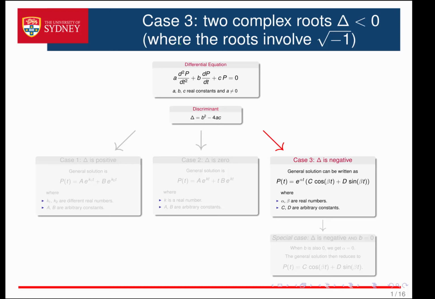For case 3, we use the complex roots to form the general solution. For this case, the general solution may include, in general, an exponential function, along with the trigonometric functions sine and cosine. This is sometimes referred to as the trigonometric form of the general solution. We will also consider a special subcase of case 3, where the dp dt term of the differential equation is missing. And we will give an example of how to solve this case.